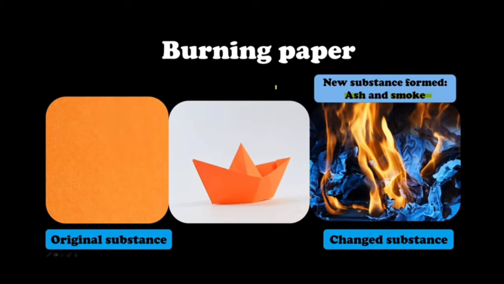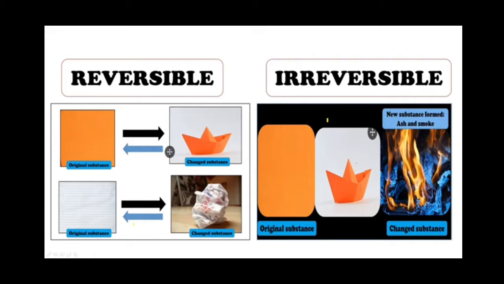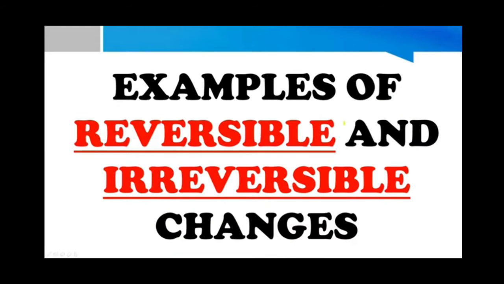So these kinds of changes, where you cannot reverse the change and cannot get the original substance, are known as irreversible changes. All right. Now I believe that you have understood reversible changes and irreversible changes. Reversible can be reversed and we get the original substance back, but in irreversible changes, we cannot get the original substance back. We cannot reverse the thing. But in reversible, we can reverse the thing. That is the difference between these.